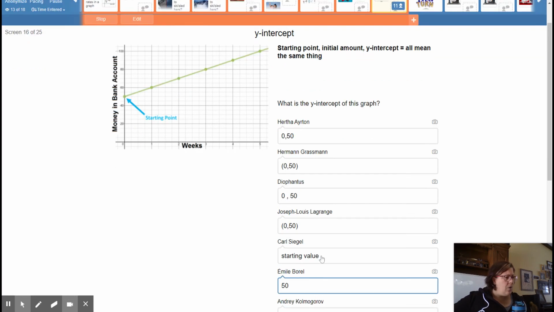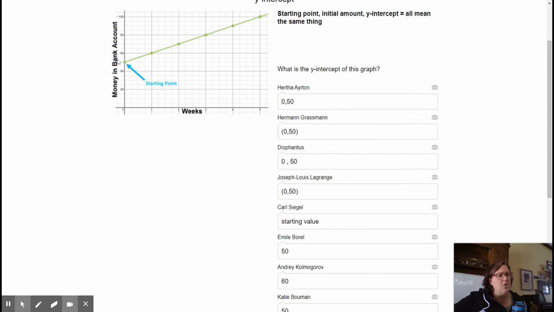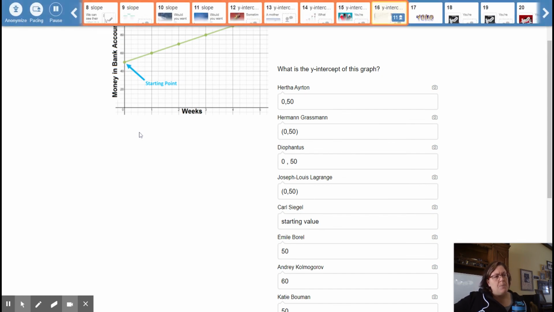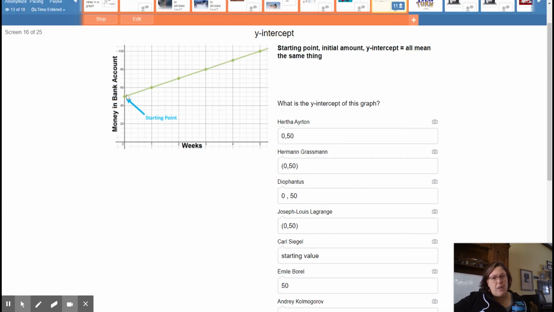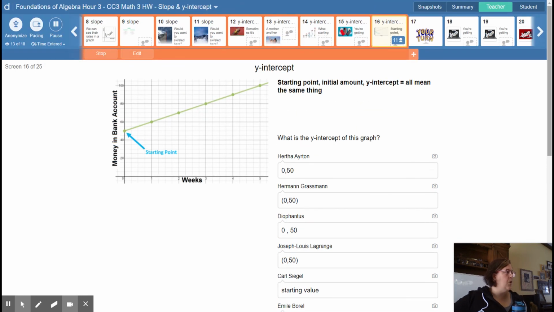Good job using that coordinate pair, folks. I'm also okay with the number 50. The reason why it's 50 is it's right directly between the 40 and the 60, okay? Now, that's the lesson for today.